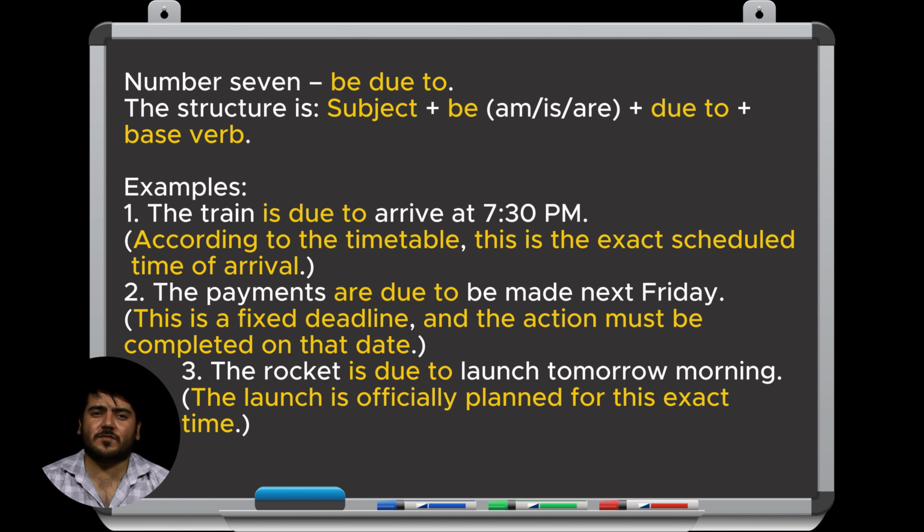The payments are due to be made next Friday. This is a fixed deadline and the action must be completed on that date. The rocket is due to launch tomorrow morning. The launch is officially planned for this exact time.